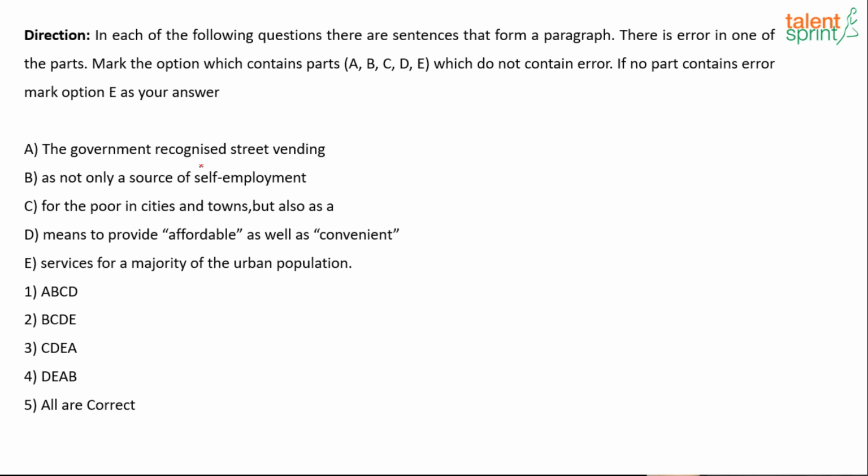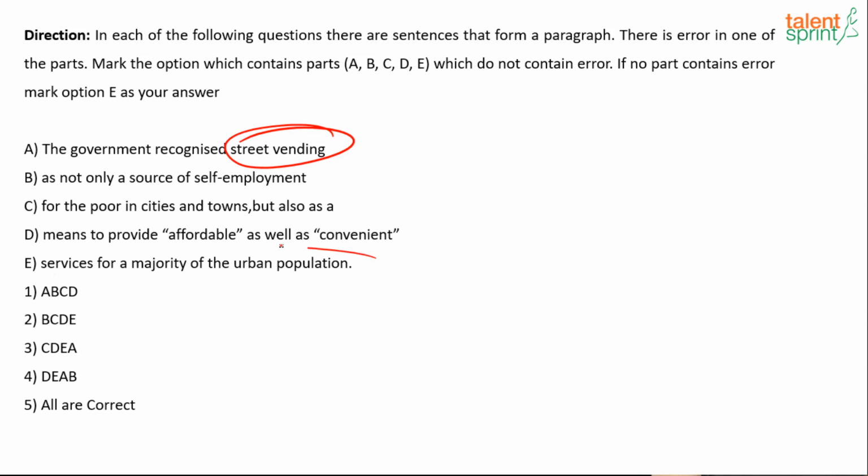Okay, the government recognized street vending as not only a source of self-employment, so they have recognized street vending is what we are talking about. So the government has recognized it as not only the source of self-employment for the poor in the cities and towns, but also as a means to provide affordable as well as convenient services for a majority of the urban population.